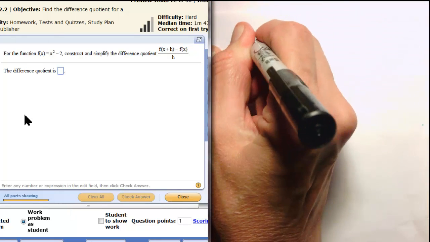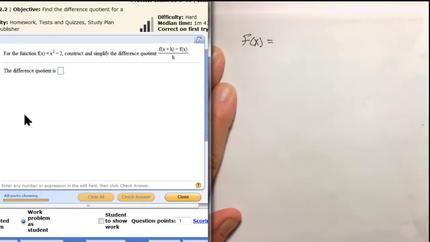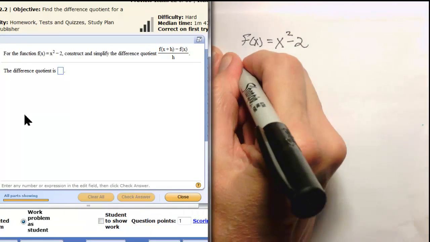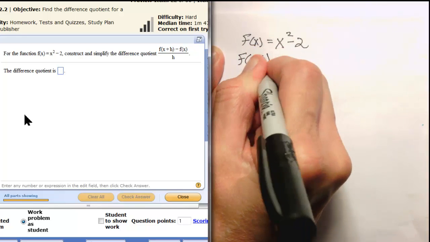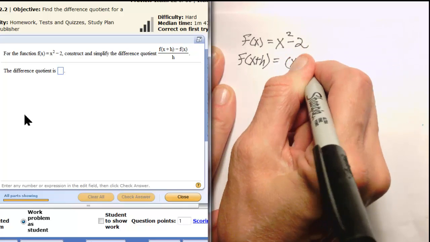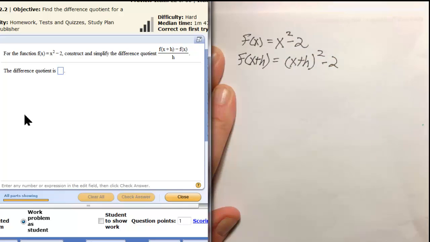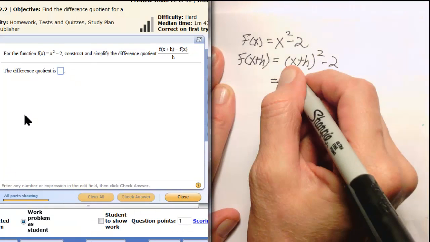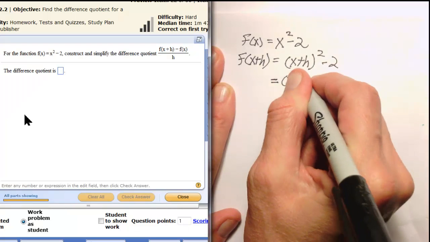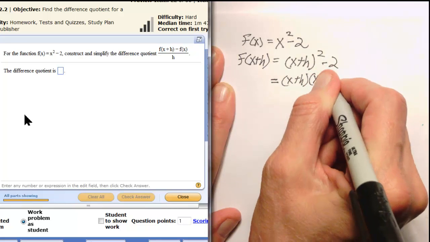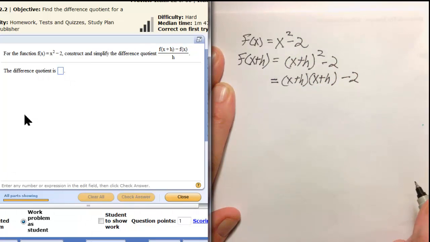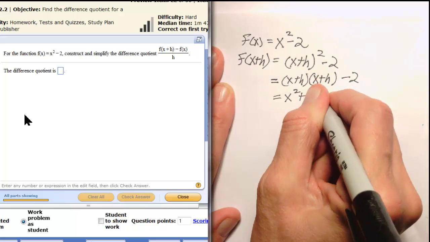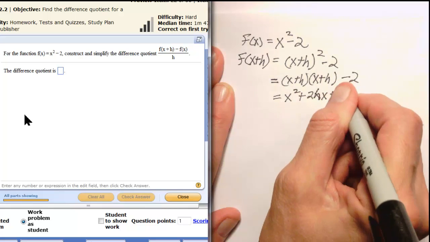Now, our f of x is x squared minus 2. So our f of x plus h is going to be x plus h squared minus 2. Now, don't be fooled. X plus h quantity squared is x plus h times x plus h. You're going to have to FOIL those guys. And then at the very end, subtract 2. So you're going to have x squared plus 2hx plus h squared minus 2.